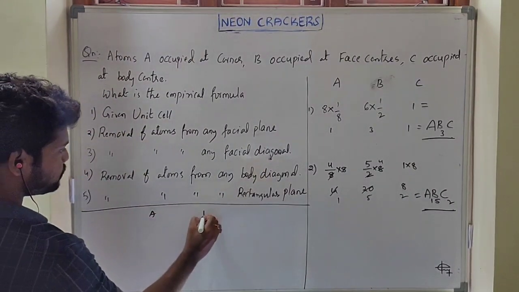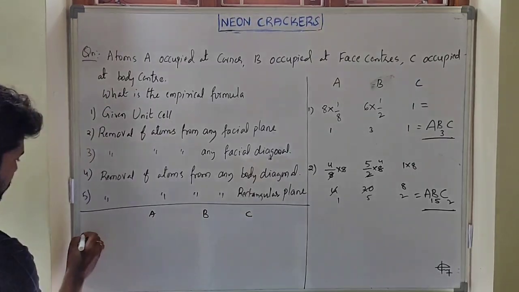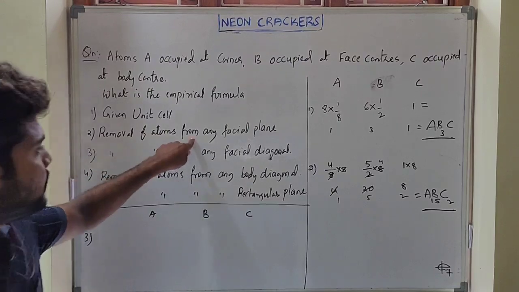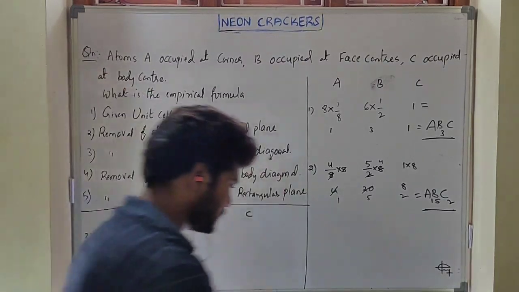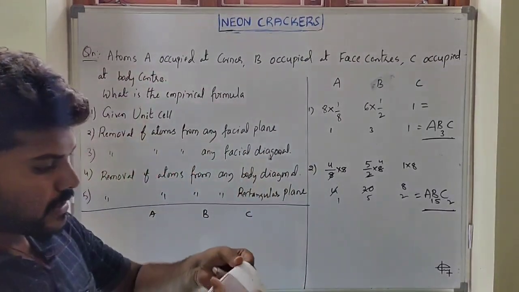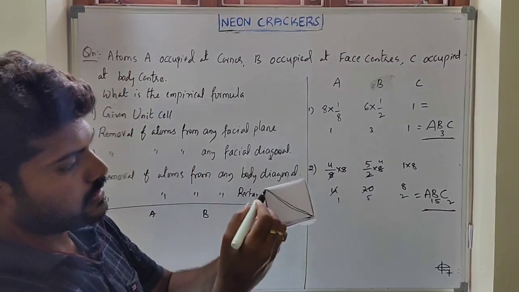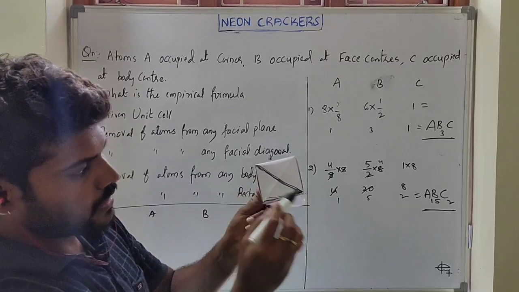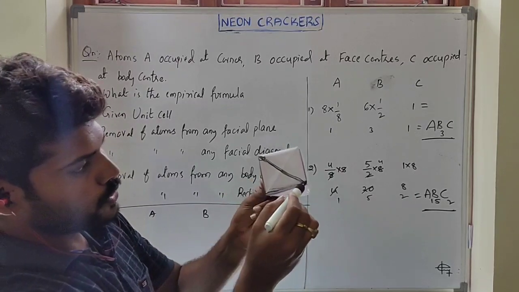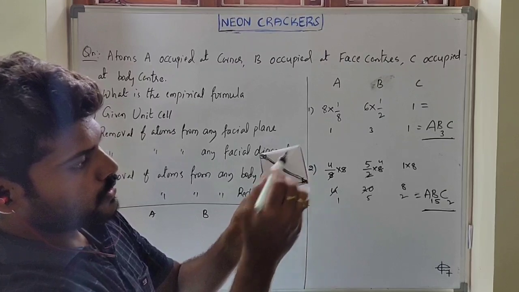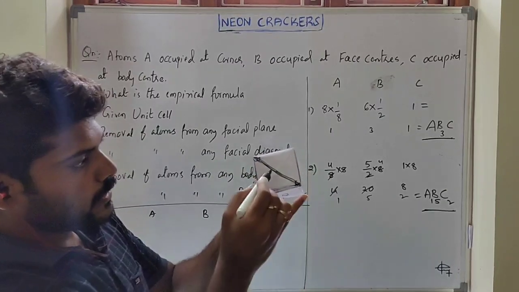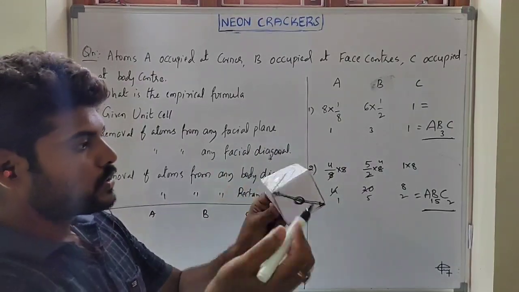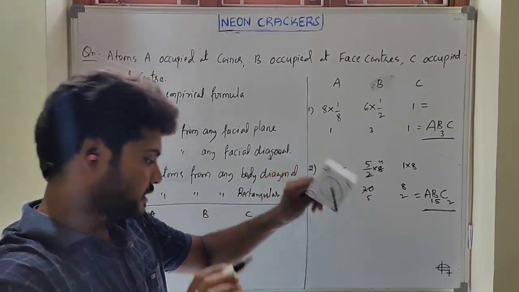A position, B position, C position, and the third condition. What is the third condition? Removal of atoms from any facial diagonal, right? Again the facial diagonal. So this is the facial diagonal. If you remove atoms from any facial diagonal, how many corner atoms are removed? 2 corner atoms are removed, so the rest 6 atoms are there, and 1 facial atom is also removed, and the rest 5 atoms are there. So there is no probability of removal of the body center atom.